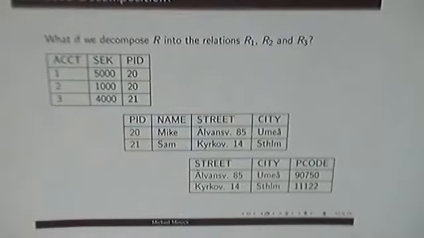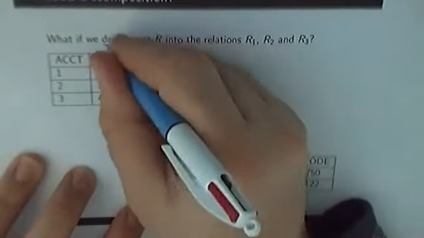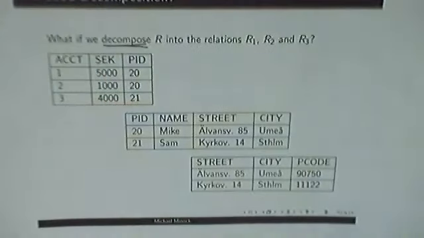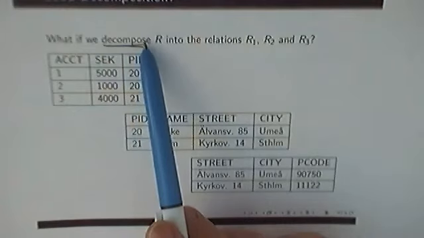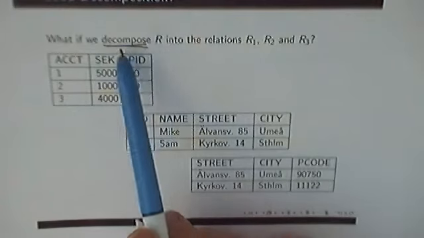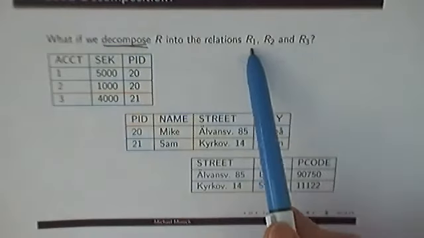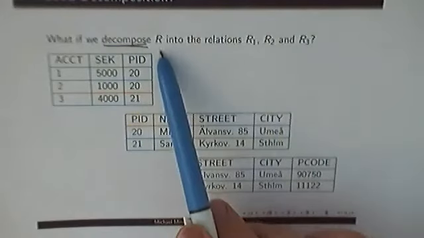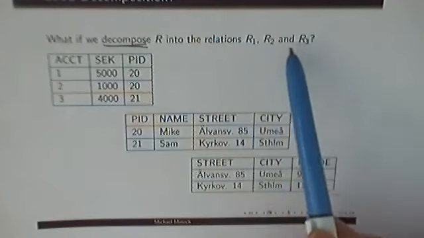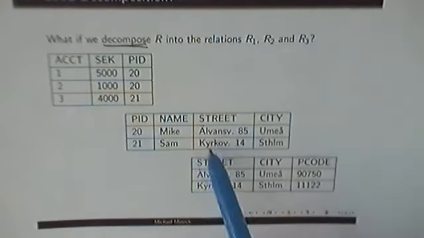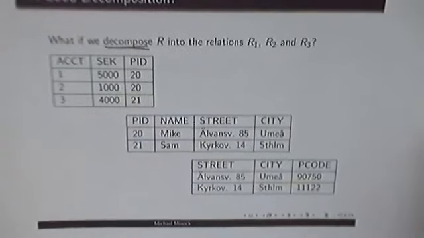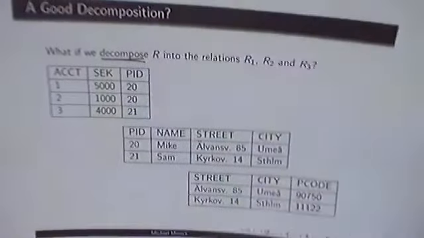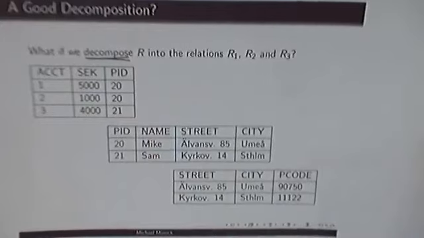So what if we decompose? Basically the theory is going to give us ways in which we compute these decompositions. So the verb is to decompose, and the result is a decomposition. So we go from R into 3 different relations. These are the 3 relations. All right. So if we look at this right here, let's consider this. Is this a good decomposition? Is this a better way to do the database design?